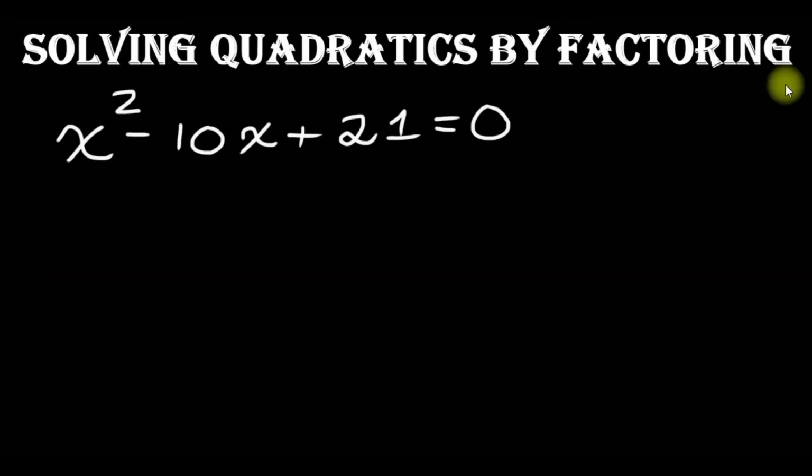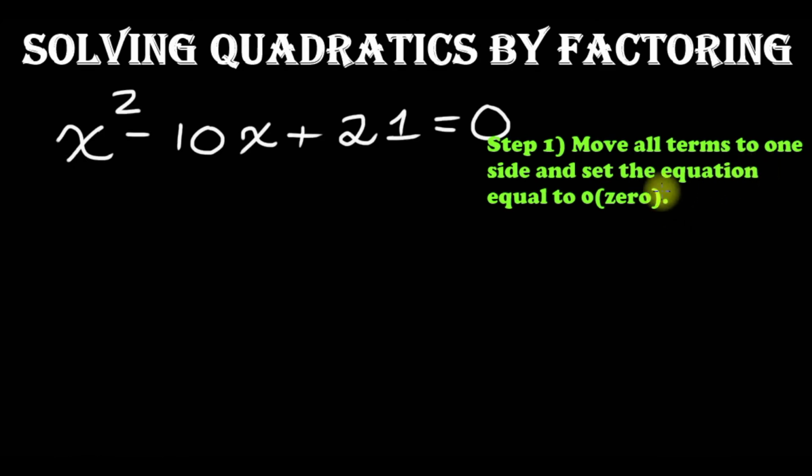Okay, let's take a look at another one. Example 2 here. We're going to solve this quadratic equation by factoring. So this is a little bit different compared to the last one. This one has 3 terms: you have the x squared term, the x term, and a constant. So we're going to factor this into 2 binomials. Step 1 is to move all terms to one side and set the equation equal to 0. All of the terms are on one side and you have 0 on the other side, so you do not have to do step 1.